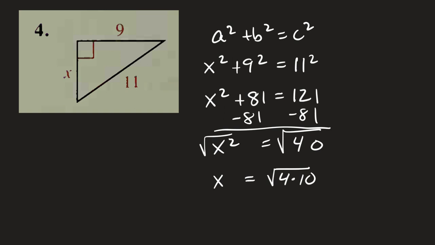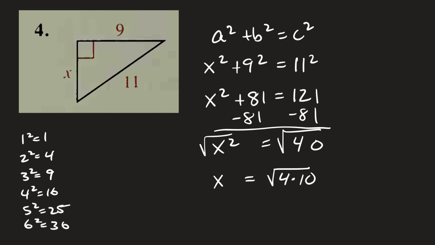And if you don't remember what a perfect square is, it's like 1 squared is 1, 2 squared is 4, 3 squared, I'll just do a few of them, is 9. 4 squared is 16. 5 squared is 25. And I'll stop at 6 squared is 36. So here's the first few, right? And I'm thinking, 40 right here is 4 times 10. And 4 is one of those perfect squares right there.